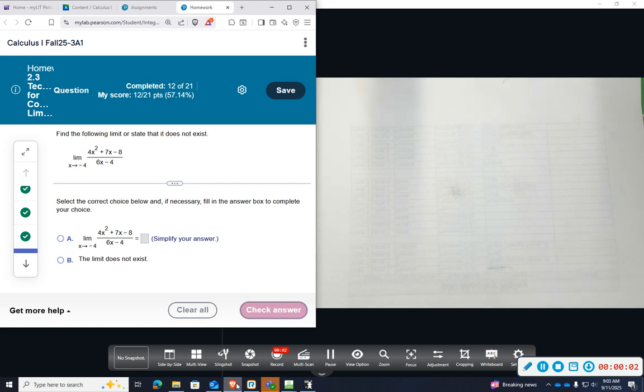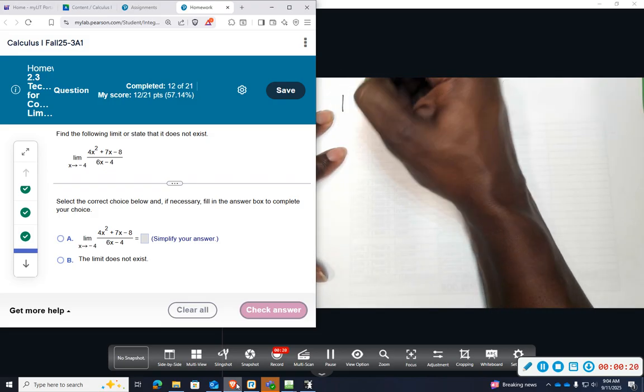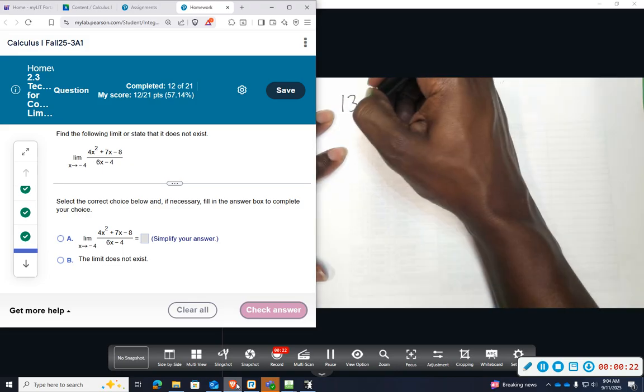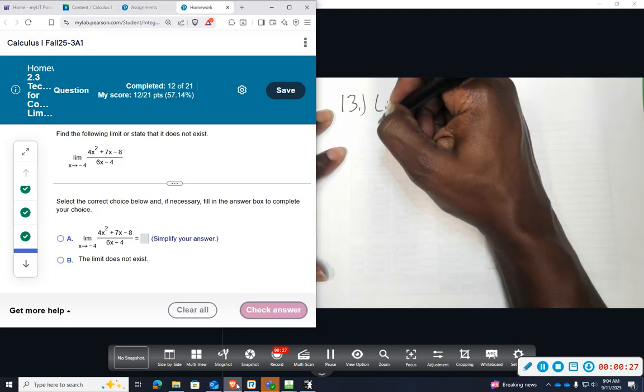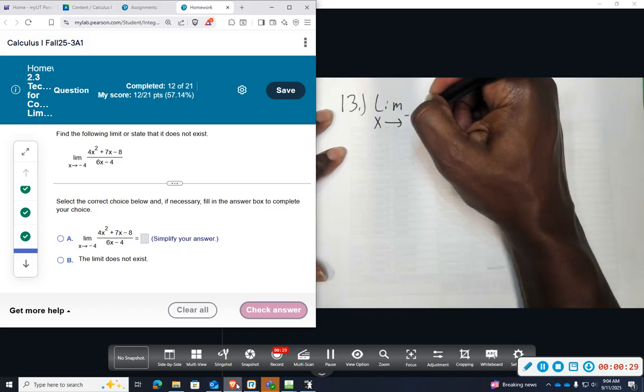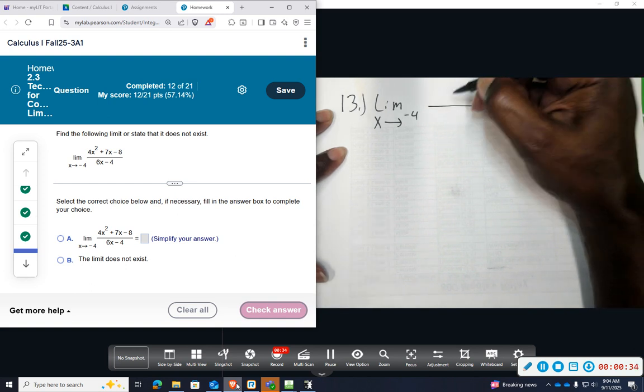All right, question number 13. We want to find the limit as x approaches -4 of the function (4x squared + 7x - 8) divided by (6x - 4). So we have a rational function, and again we are going to solve this by doing direct substitution. The only thing we got to make sure is that the denominator is not equal to 0.